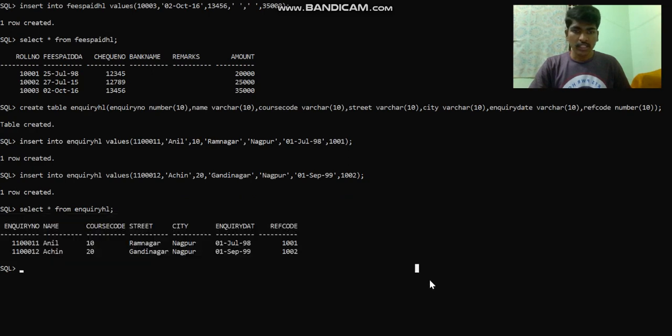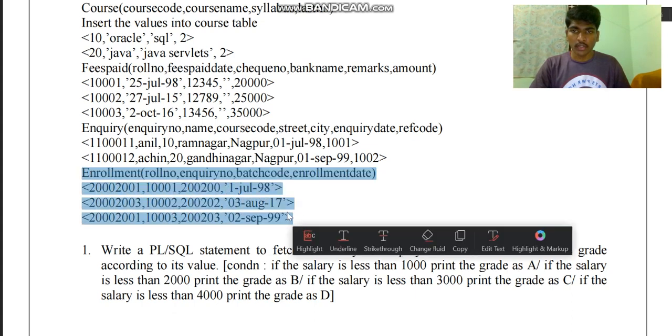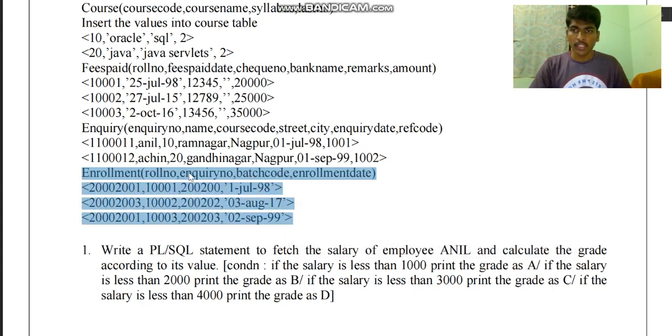Now you can see the next question. The next thing is we need to give the enrollment table. The enrollment table consists of roll number, inquiry number, batch code, enrollment date. Now you can see the table.